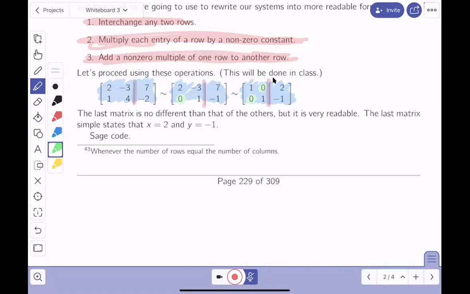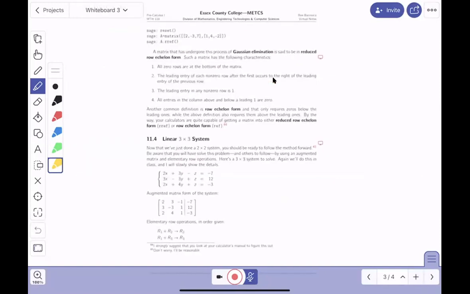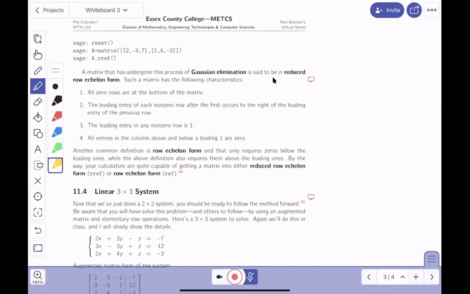Here's the critical thing, though, and it's really critical. We're trying to get the diagonals to be 1s and everything else to be 0. That's going to take some time. Let's go to the next page. And I want to tell you about, if you want to use Sage, you're more than welcome to do that. You reset it, you enter the matrix, and you ask it to put it into reduced row echelon form.